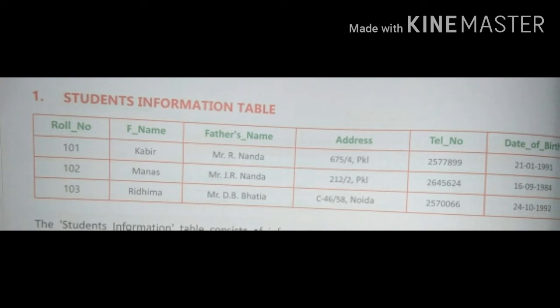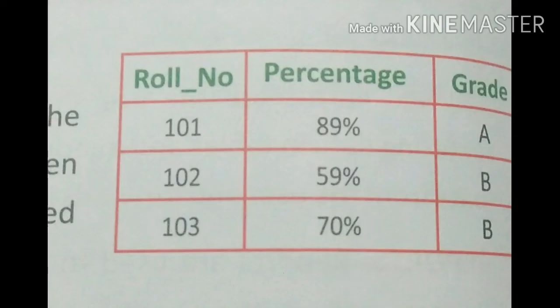Next is the students information table. We can see the information table of students, that is roll number, first name, father's name, address, telephone number, date of birth. The students information table consists of information about students. To enter the details of student, percentage and grades, you do not have to include all the fields in a separate table which have already been included in the students information table. We will take only a common field in the second table. By linking on this common field, we can retrieve the desired set of records from both the tables.